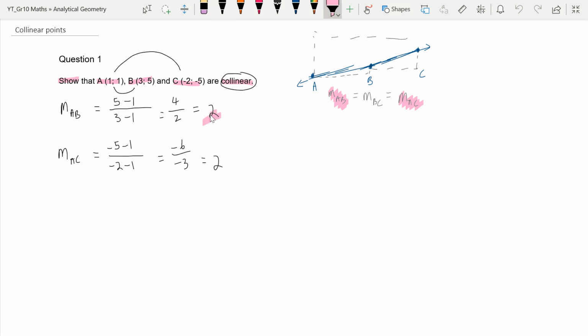So since these are the same, therefore A, B, and C are collinear, because that's what they wanted us to show, right? And since we showed that there's a constant gradient between those points, it means that they must be on the same line, so they are collinear.